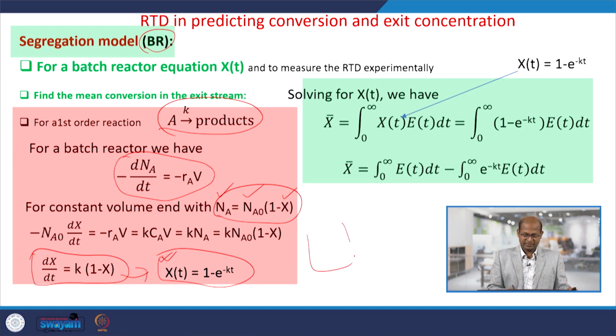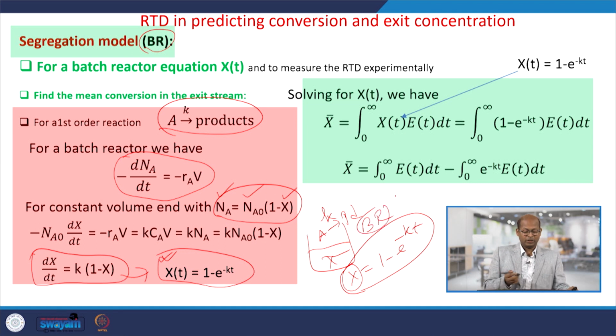Let us say we have a batch reactor where we are conducting this reaction. What would be the conversion? We can write 1 minus e to the power minus k t. If we know the reaction rate constant and the time, then we know the conversion for this batch reactor. So, in the segregation model, each globule is considered a batch reactor. Therefore, each globule must have this conversion.